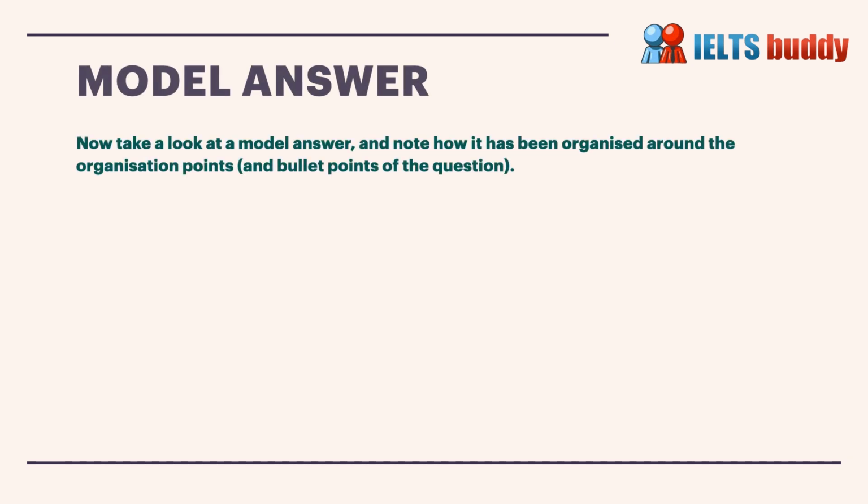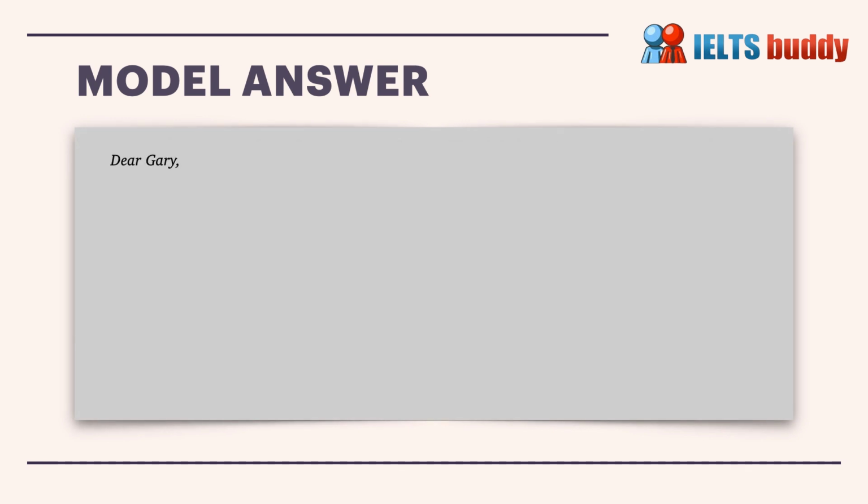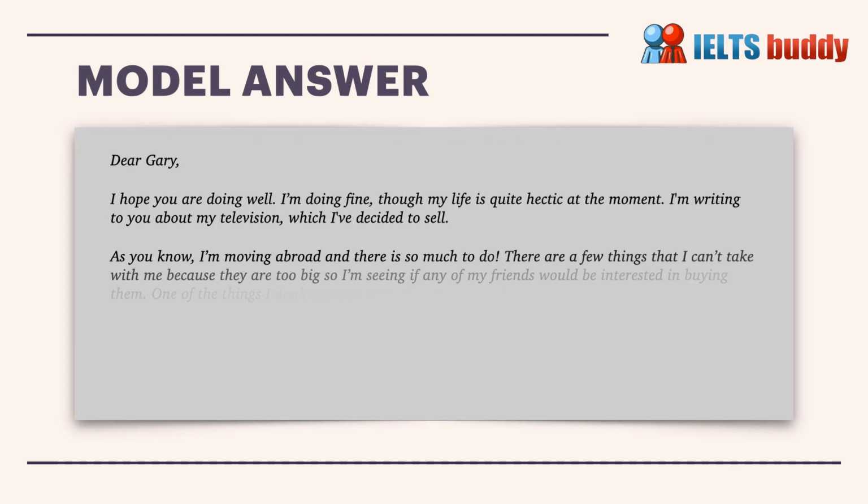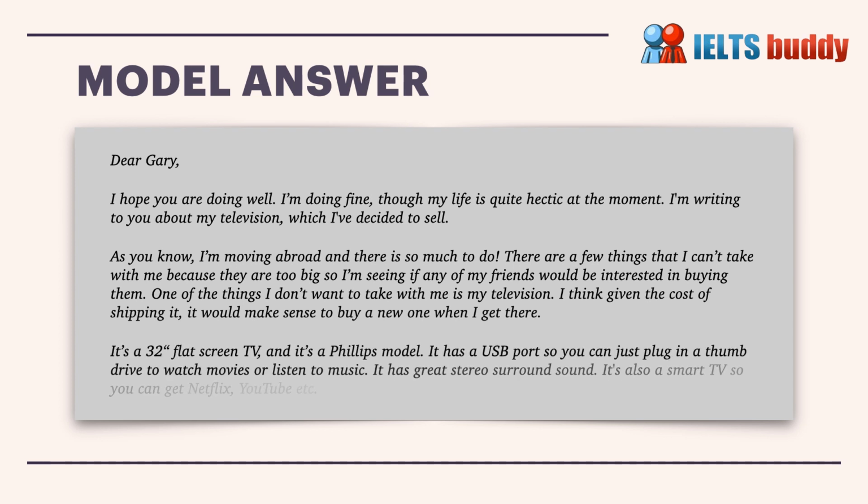So now take a look at a model answer and note how it has been organised around the organisation points, or those 3 points from the question. So we have firstly the opening salutation, so who the letter is to. You're told to use dear, so I've made up a name, Dear Gary. You've got the purpose of writing, so I hope you're doing well, I'm doing fine, though my life is hectic at the moment. Then the purpose, I'm writing to you about my television, which I've decided to sell.